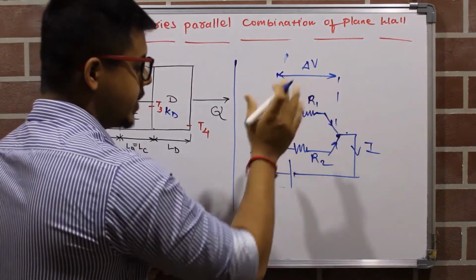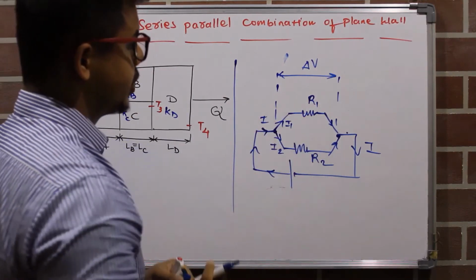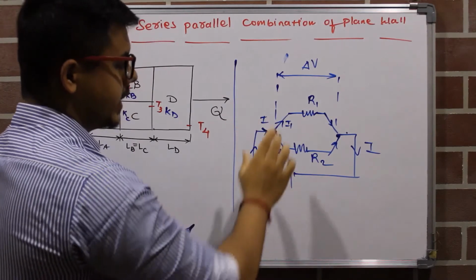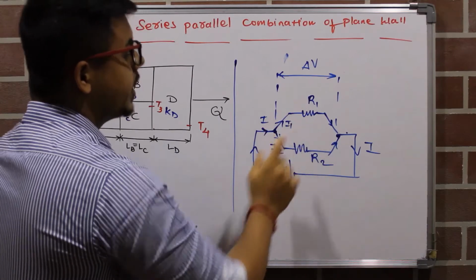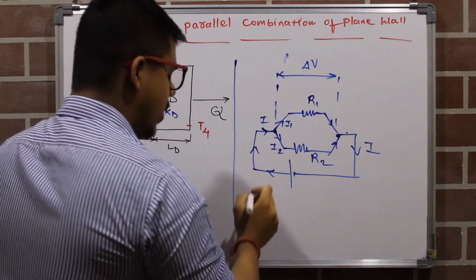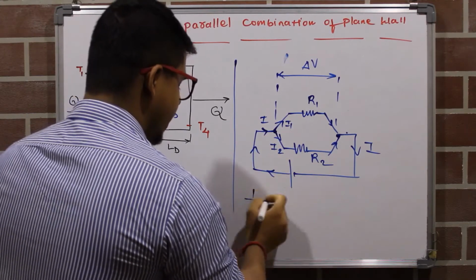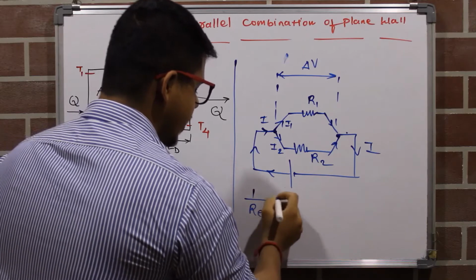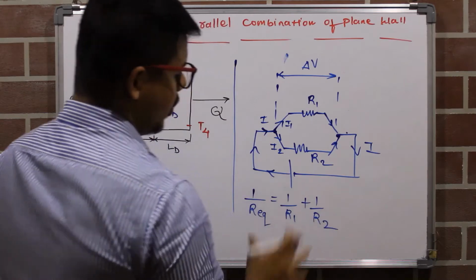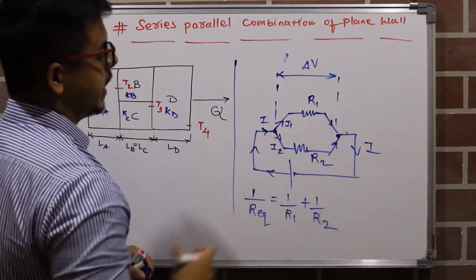The potential drop between two junctions, that is, for resistor 1 and resistor 2, will be delta V and it will be the same. Our current will divide, that is, our current is different for both the resistors R1 and R2. I hope you know that. Now the equivalent resistance in a parallel combination is 1 upon R equivalent equals 1 upon R1 plus 1 upon R2. So by this formula we can find the equivalent resistance when the resistors are connected in parallel.